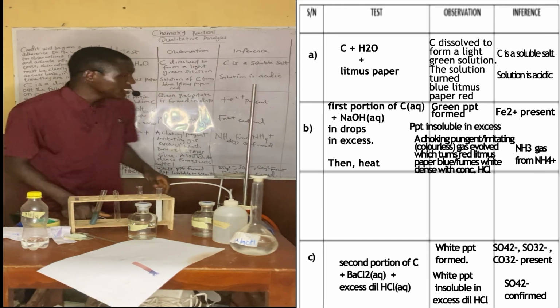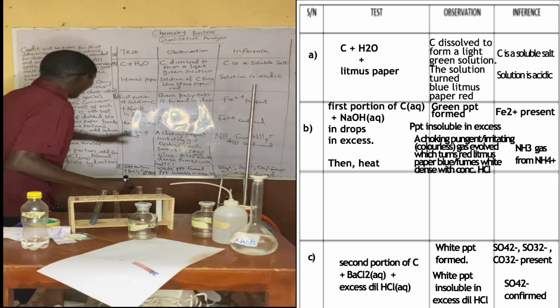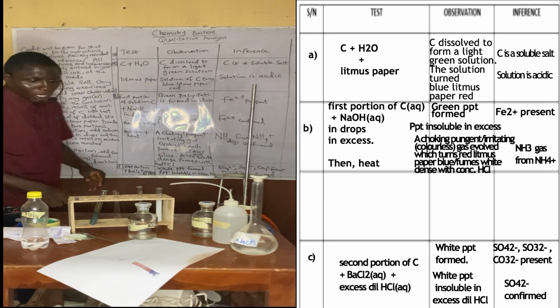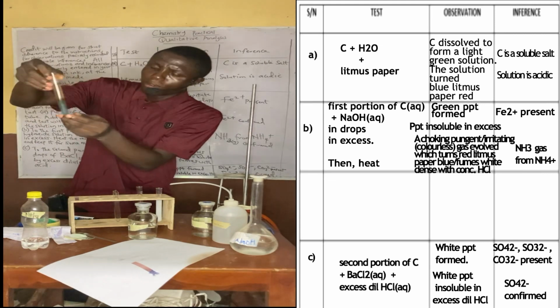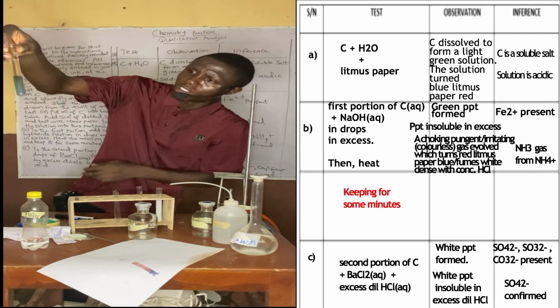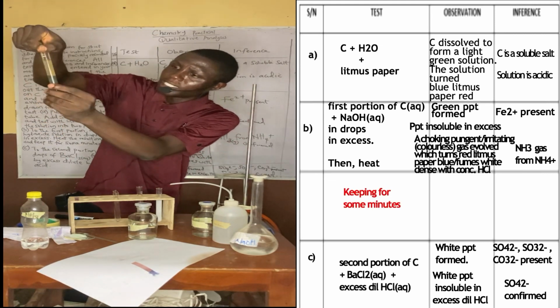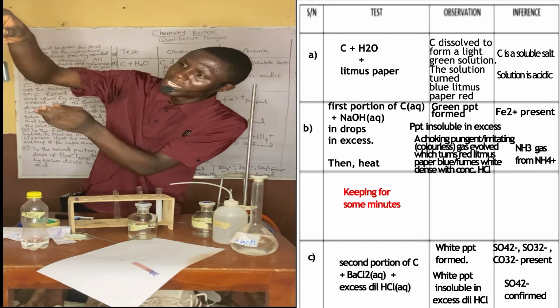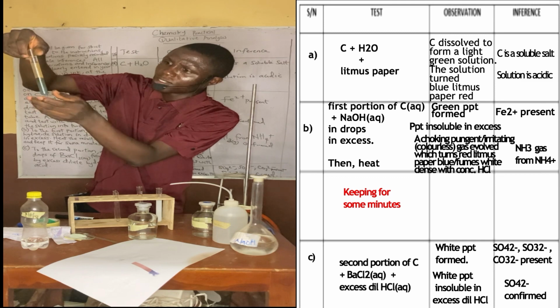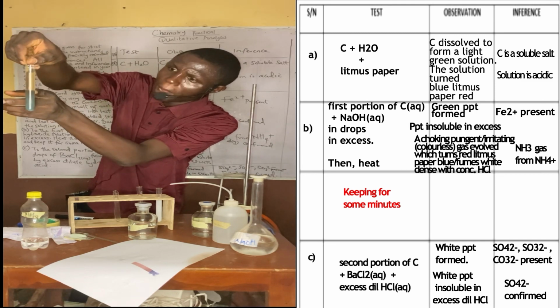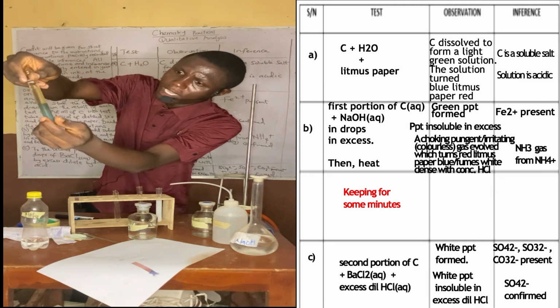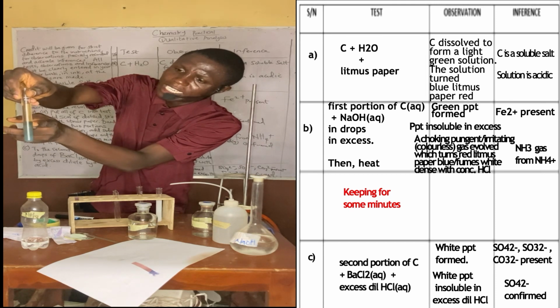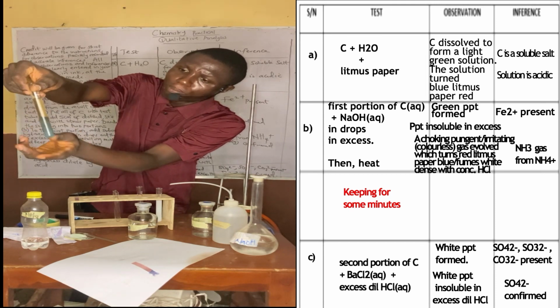Now, lastly, before we conclude our practical, let's look at this. We can see this green is turning to dirty green, and it's turning to brown gradually. Now, this shows Fe2+. You can see at the upper part of the test tube, it is forming a green turning to brown.